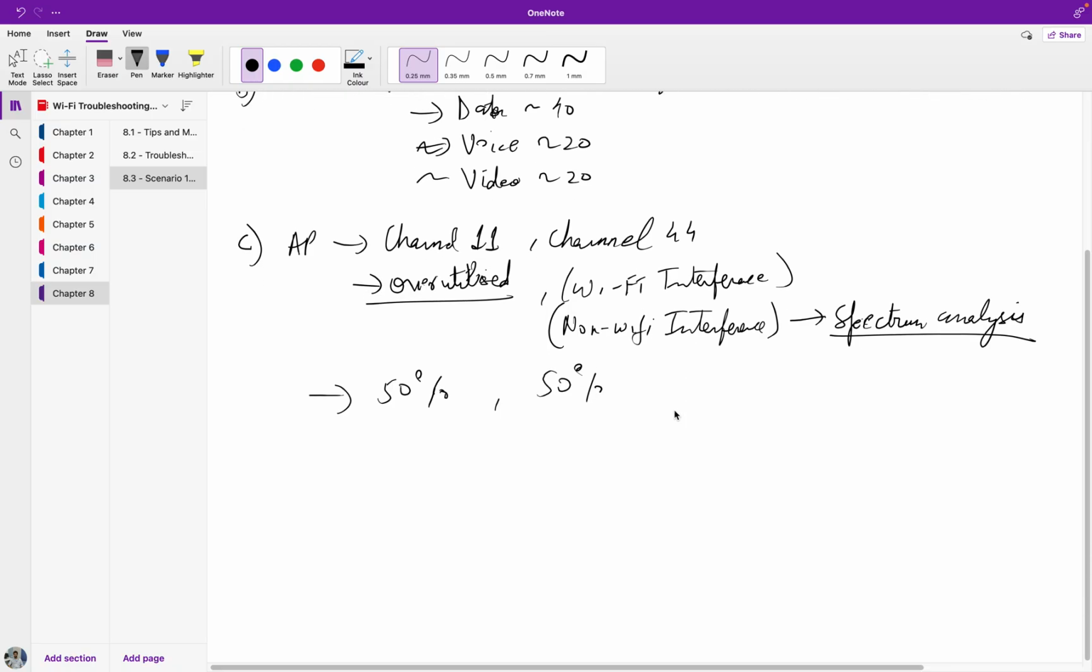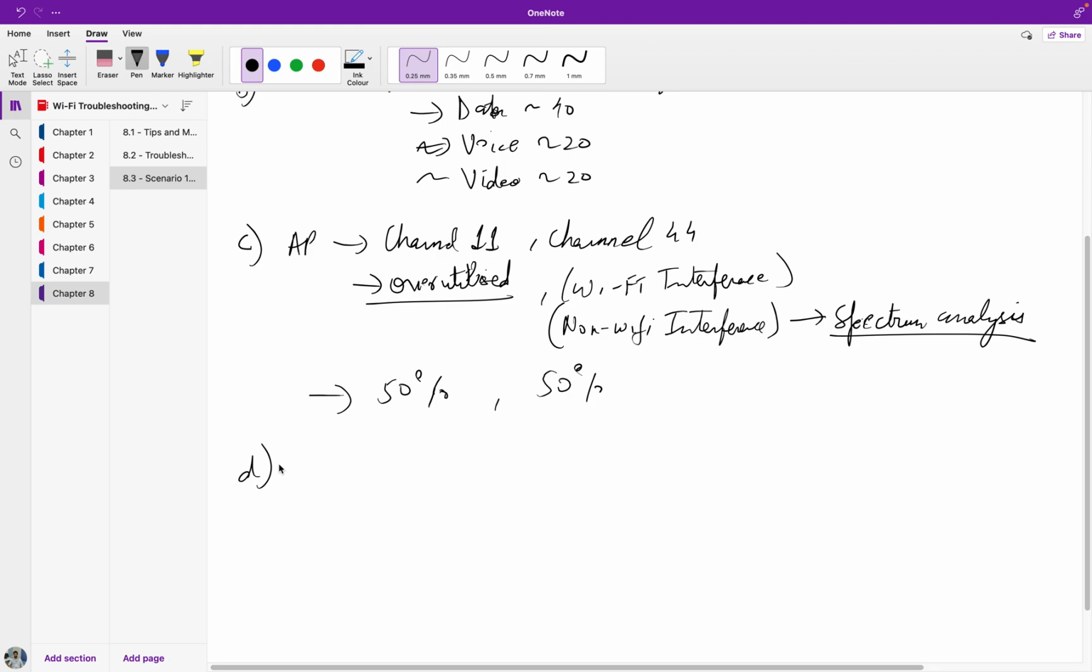So this is a very, very common reason why you can expect slowness on the client. And with 2.4, you don't have a lot of bandwidth to send traffic anyway, so the 2.4 gigahertz band usually has a lot of channels that are overutilized. So you don't want that. You just want to make sure that you check this and then take appropriate measures.